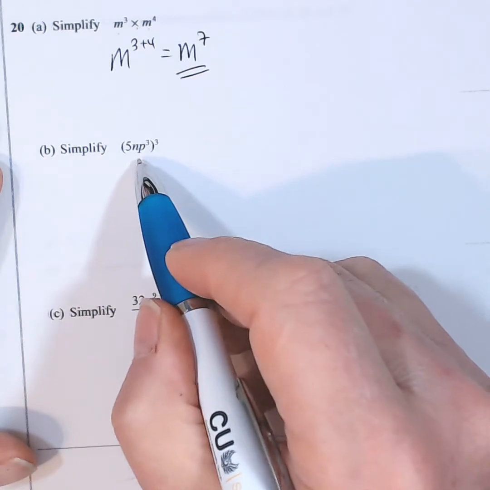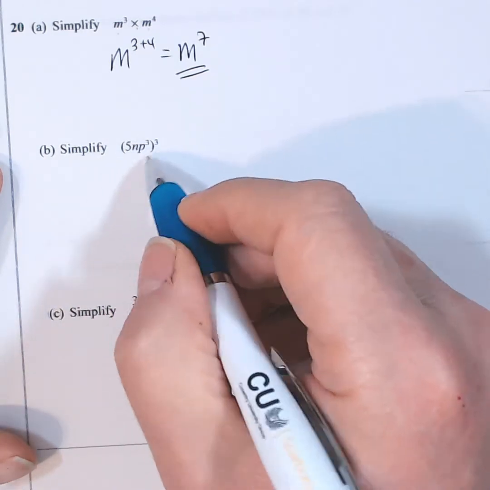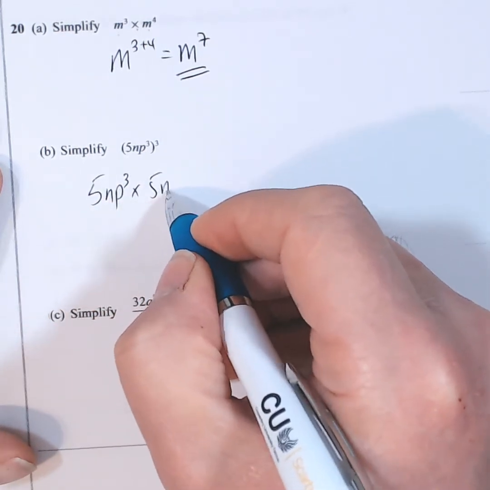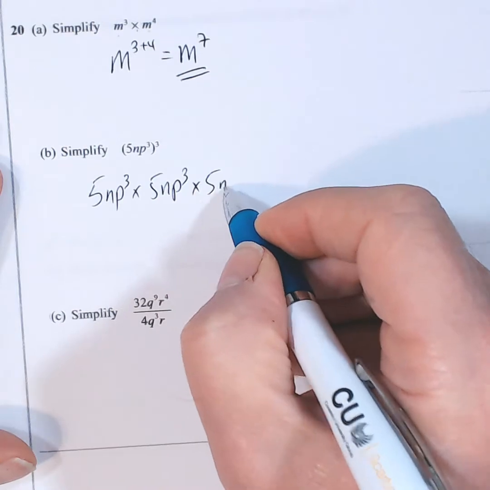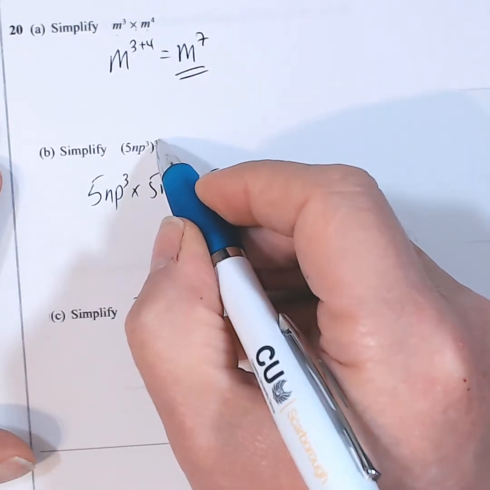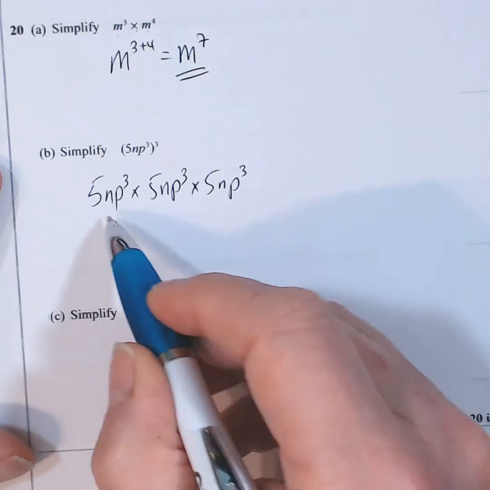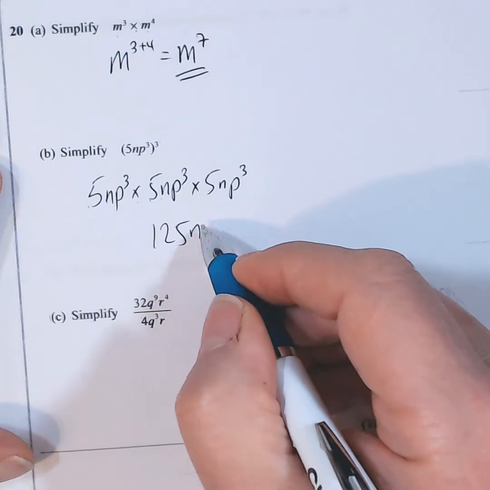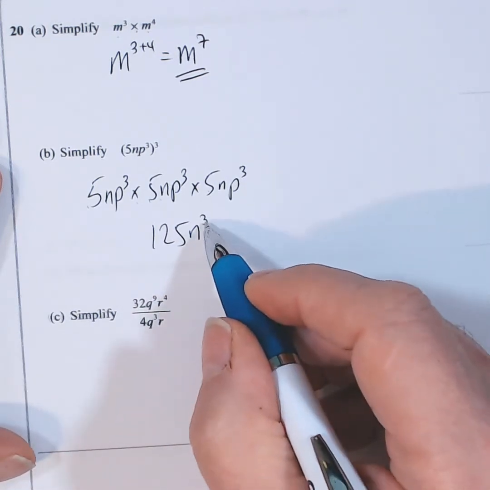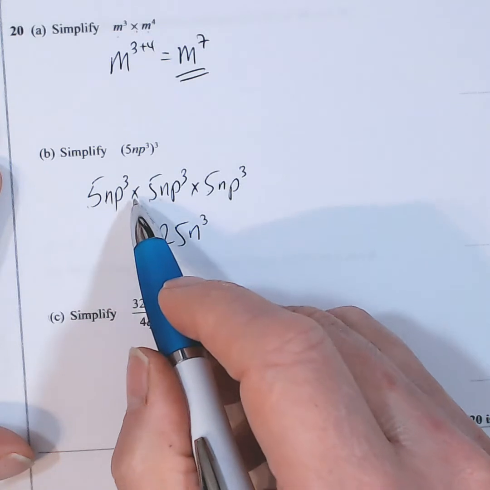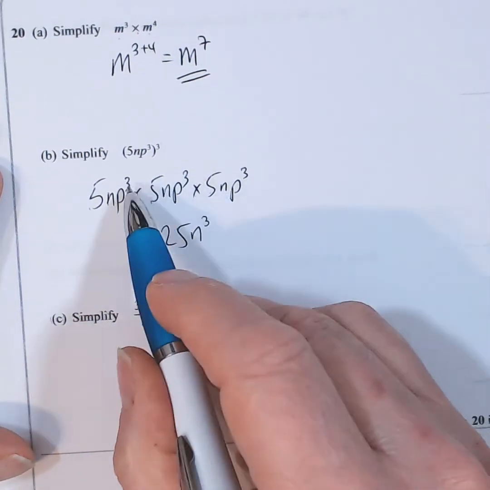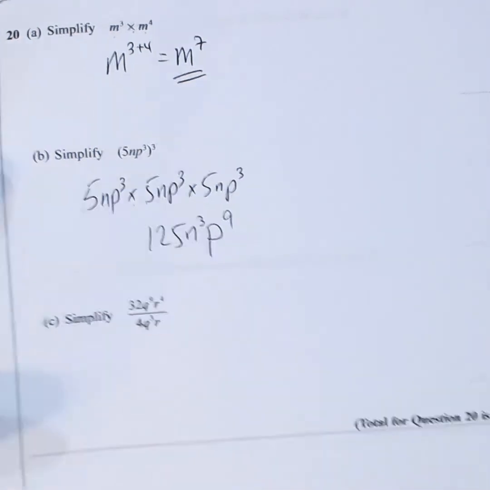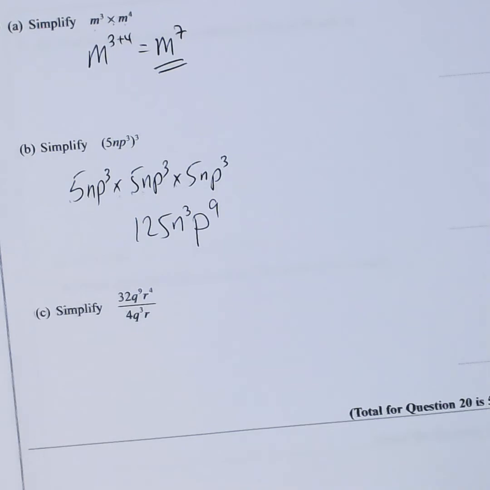Okay, so simplify means we've got to expand this, and you've got lots of ways of thinking about this. Cubing is telling you to do 5np cubed times 5np cubed times 5np cubed. That's what the cube is saying to do. Do the bracket 3 times, multiply together. 5 times 5 times 5 is 125. n times n times n is n cubed. And here we've just got to be careful, because we're timesing with the same base of p, we just literally add these powers up. So 3 plus 3 plus 3 is 9, so it becomes p to the power of 9. Okay, that's one way of doing it.